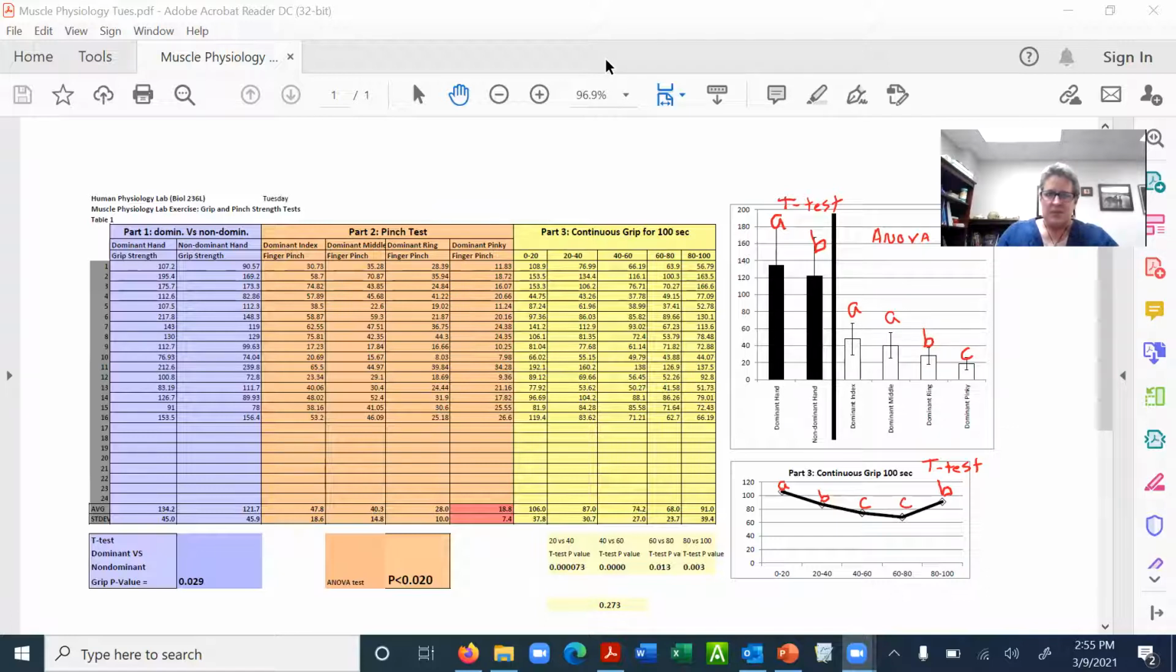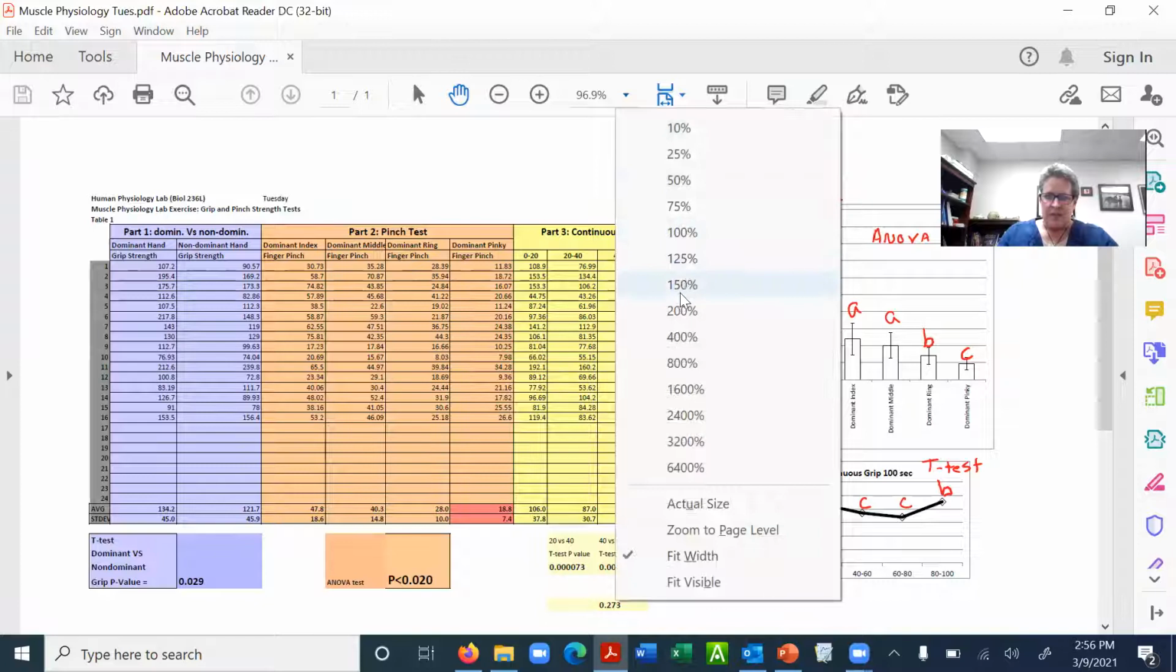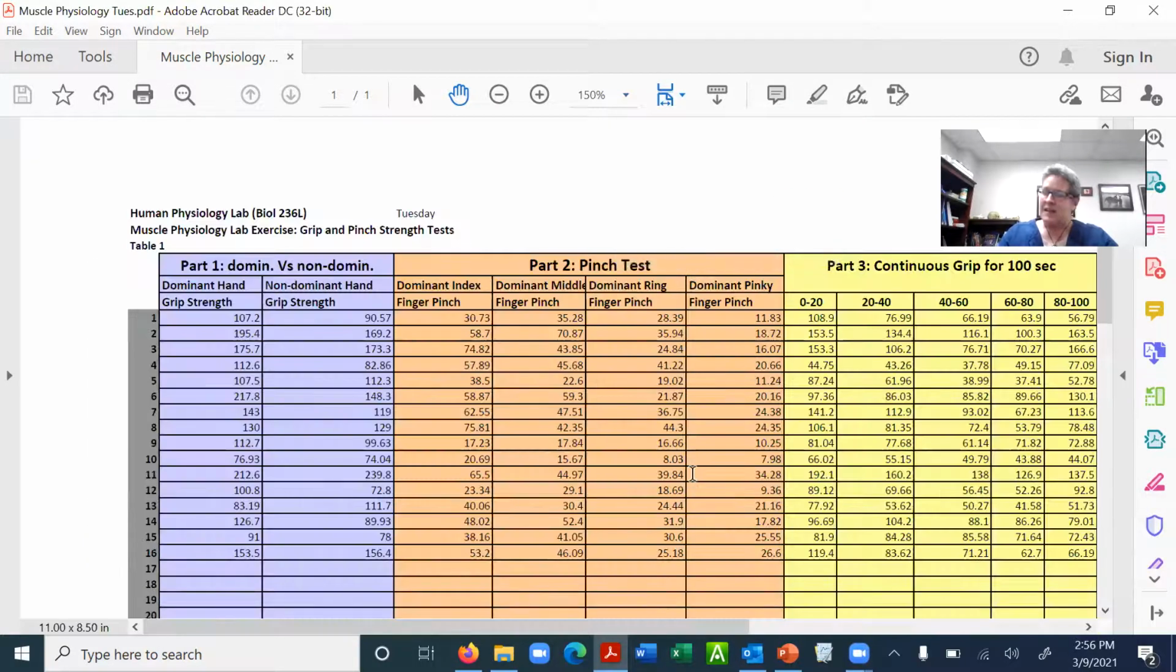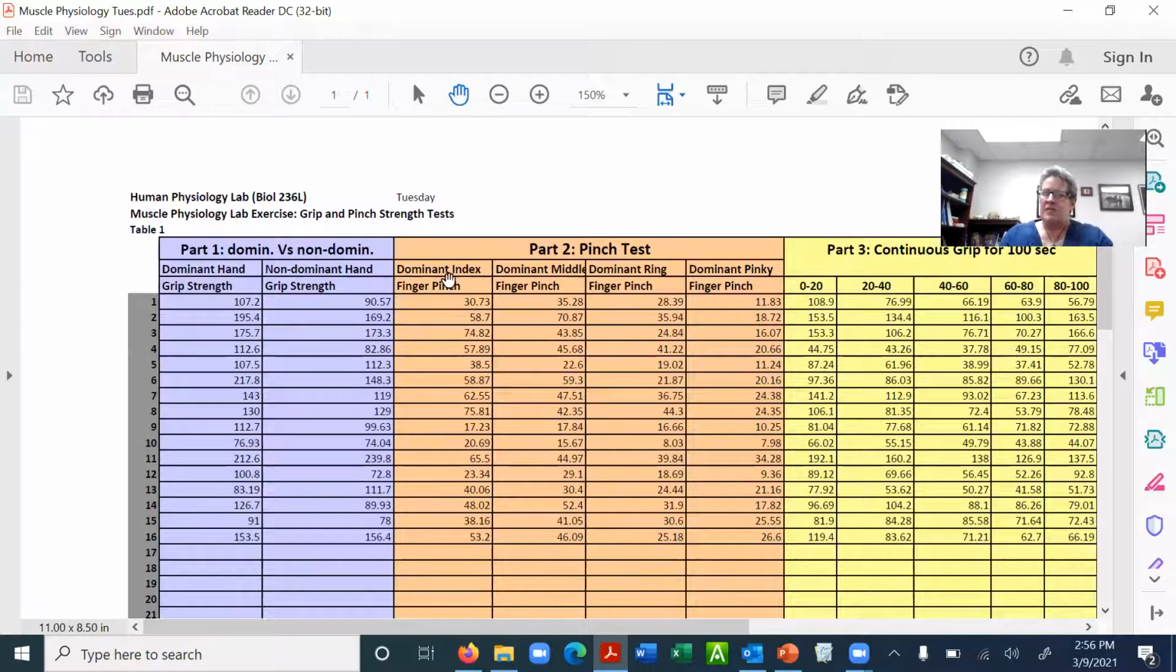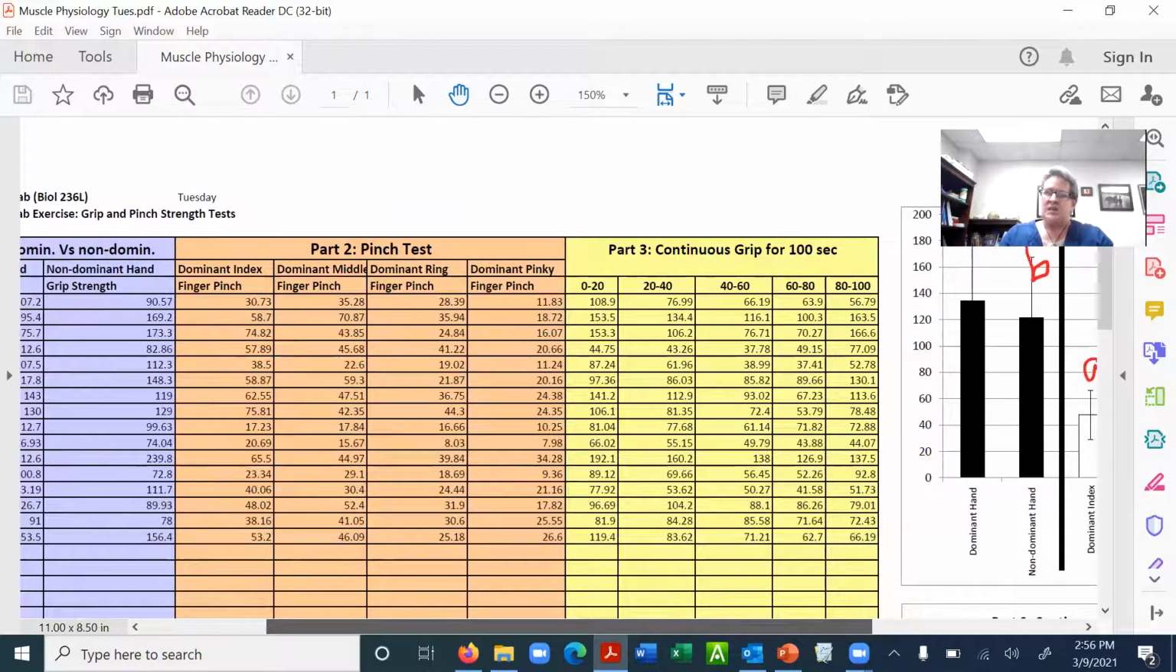Let's move this out of the way. Here we go. So we're going to make this a little bit bigger for you. So this was the class data that we took. Just like I performed it, every student in the class performed it. This was comparing the dominant versus the non-dominant grip strength. This was the pinch test between index, middle, ring, and pinky finger. And then over here in yellow is the continuous grip.